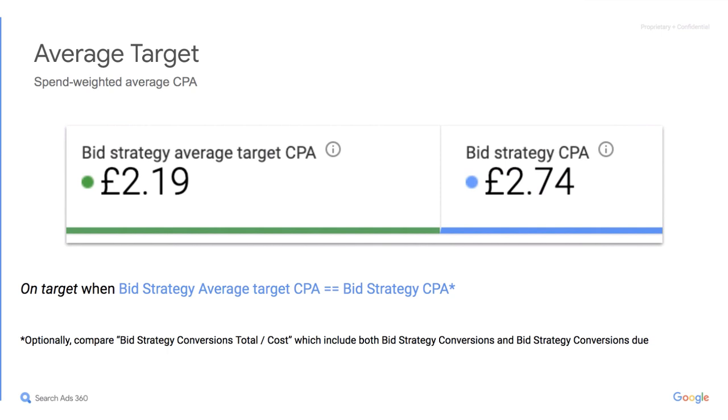Optionally, we're launching a new metric, which is bid strategy conversions total divided by cost. It will be called bid strategy CPA total, which will include both bid strategy conversions as well as the bid strategy conversions which are due. With this metric, you don't have to exclude the time period of the last couple of days.